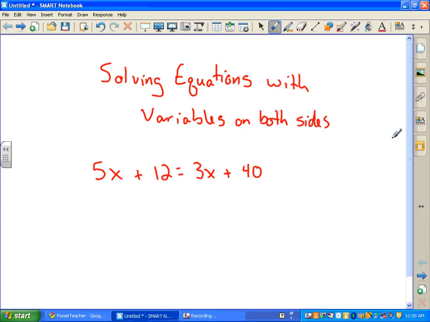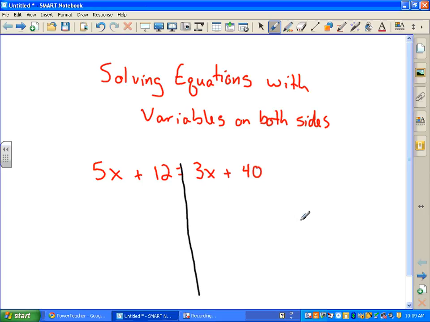Okay, today we're going to go over solving equations when we have variables on both sides. Before, when we were solving equations, we would only have one variable, or if we had two, they were on the same side of the equal sign, and we could just add or subtract them. On these equations, you'll see we have a 5x on the left side, and a 3x on the right side. We do want to combine them, but we can't combine them until they're on the same side.